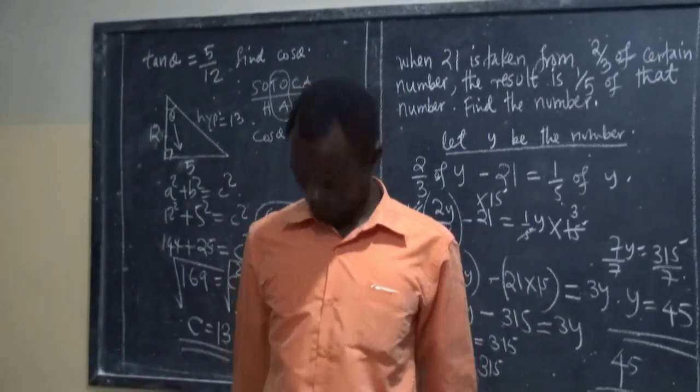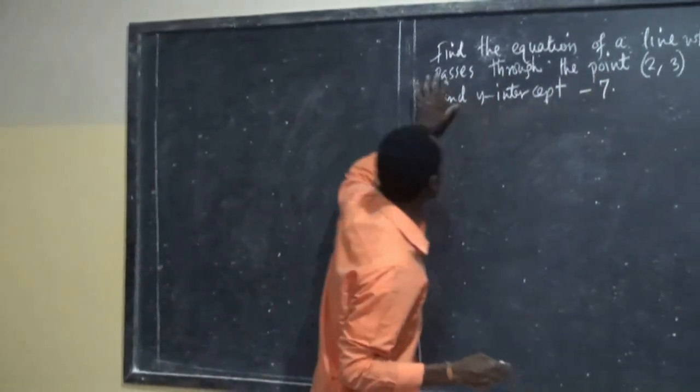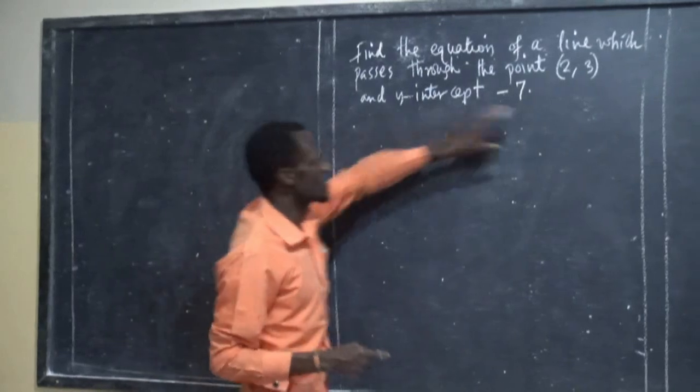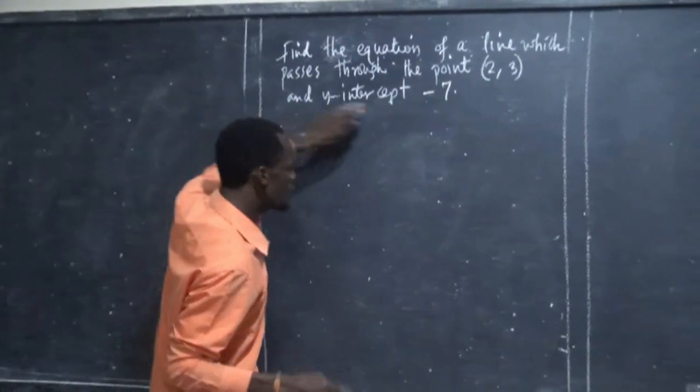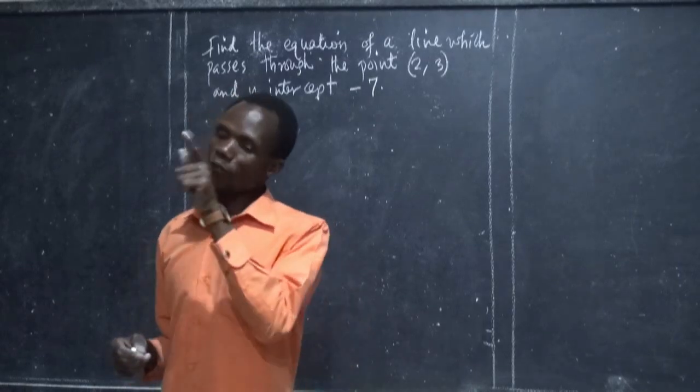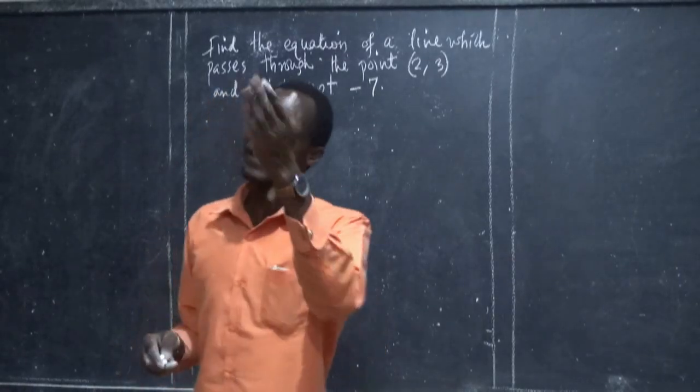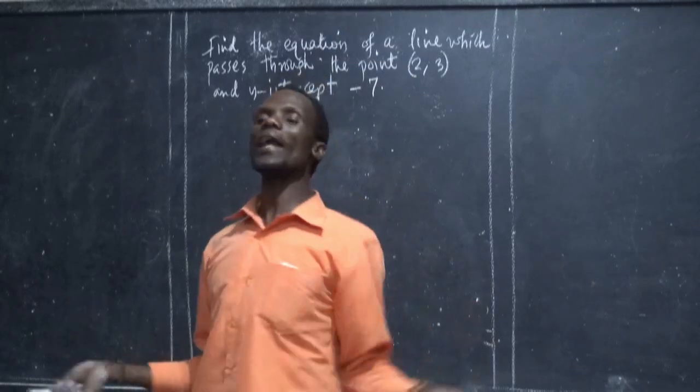Are we together? Find the equation of a line which passes through the point. These are the point and this is the y-intercept. You have been given the point and the y-intercept. Now you need to find the equation.